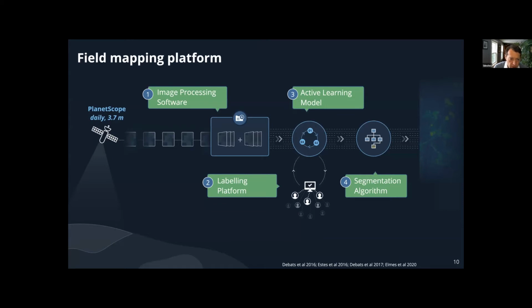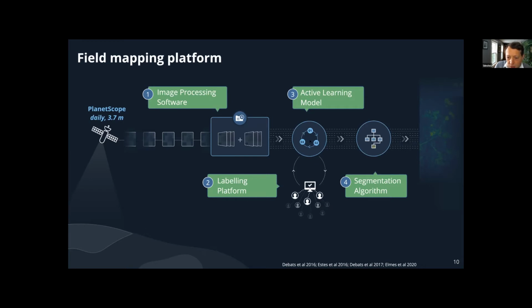So what we've done is we've tried to bring together some of these advances in a field mapping platform that we've been developing over the past few years, which has 4 main components. The intent is a system that gets the location and characteristics of croplands more accurately. So our image processing software is designed to work with PlanetScope daily data, convert that into seasonal composites that represent a single agricultural year. And we pass that into a labeling platform that we've developed for collecting training data for a machine learning algorithm, which minimizes some of the error inherent in collecting those labels.